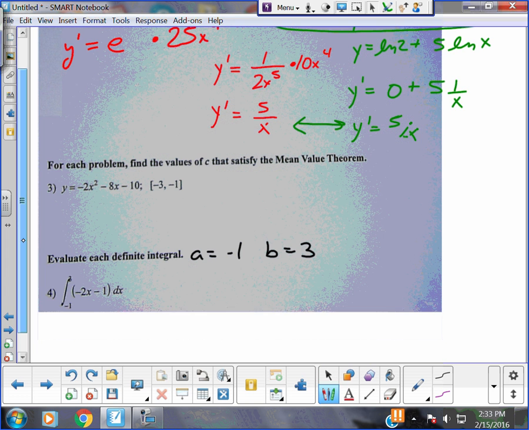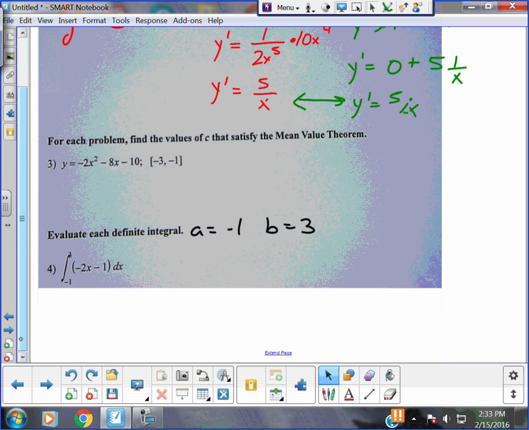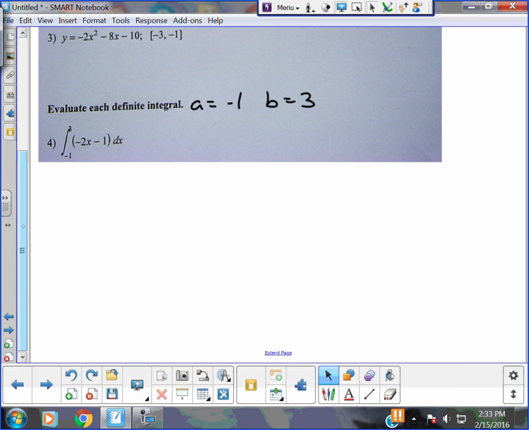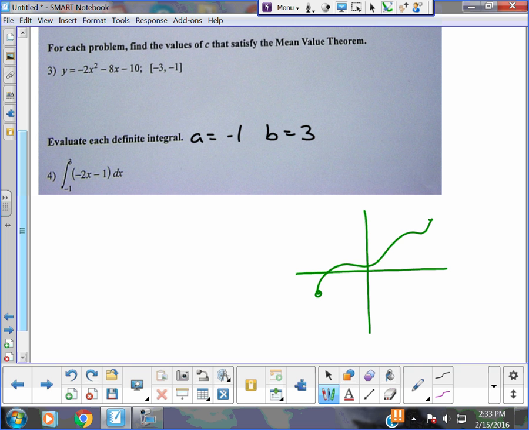Problem 3. For each problem, find the value C that satisfy the mean value theorem. Well, it helps if you understand the mean value theorem, and I'm going to take 2 seconds to talk about it before we do the problem. The mean value theorem states for some curve that I can find the average rate of change between 2 points, the secant line, right? And that somewhere along the line, the instantaneous rate of change is exactly the same.